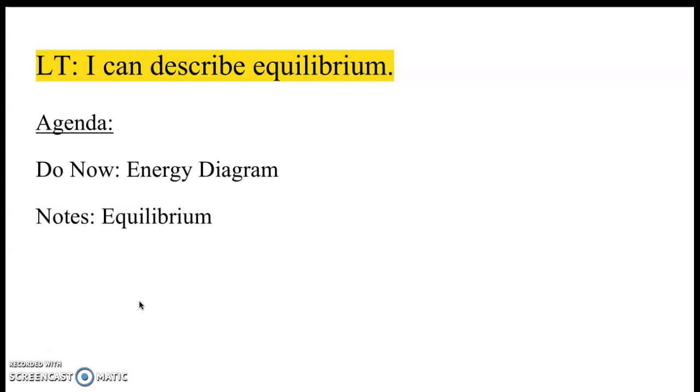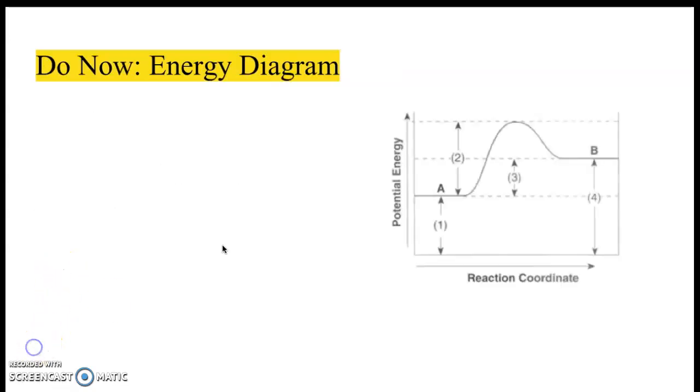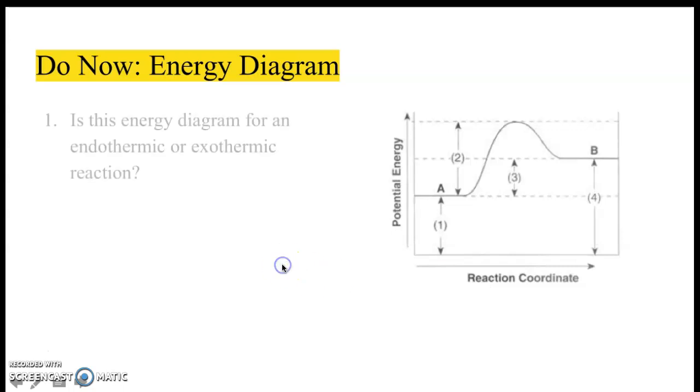So if you don't already, you're going to need your notebook and you might want your notes on energy diagrams out and ready to go. Alright, so here we have an energy diagram. Again, potential energy on the y, reaction coordinate on the bottom, which just means time's passing as our reaction occurs. My first question for you is, is this energy diagram for an endothermic or exothermic reaction?